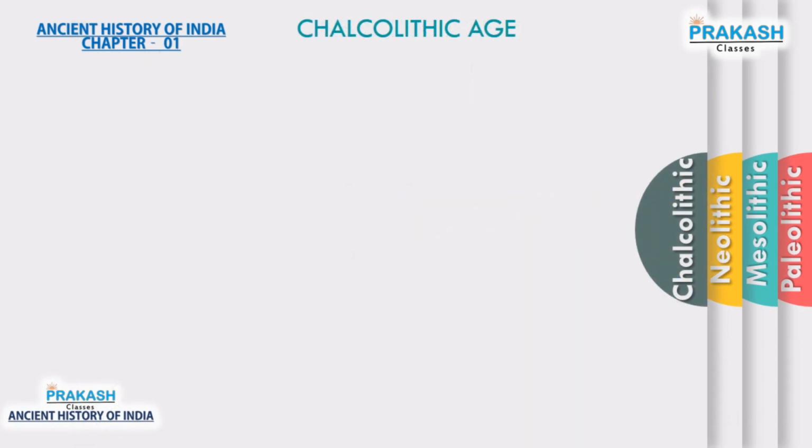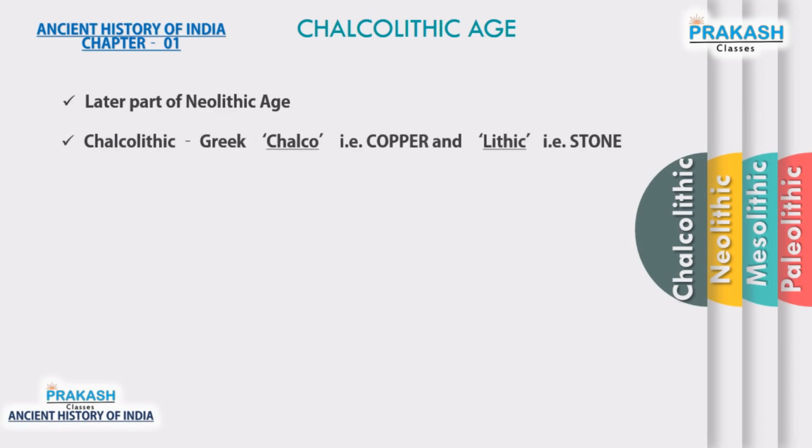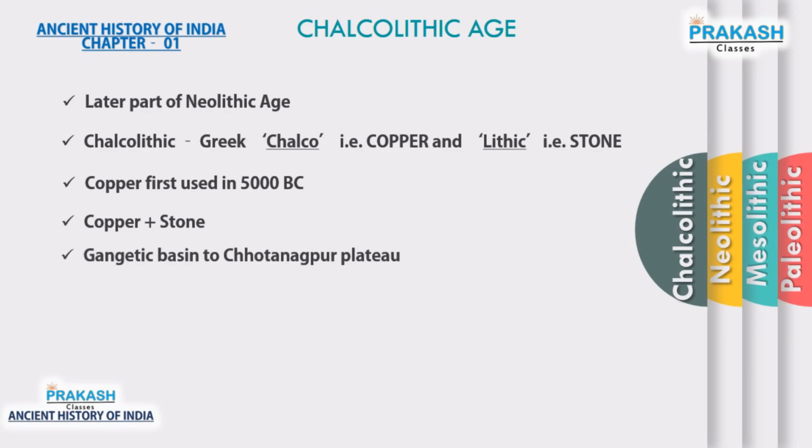Now comes the Chalcolithic period, which is a later part of Neolithic age. Metal has been seen to be used in the Neolithic age in a very limited time frame. Hence, the archaeologists have named this limited time frame as the Chalcolithic age. Chalcolithic is a combination of two Greek words, chalco, that is copper, and lithic, that is stone. Copper was first used in 5000 BC, which means that in this period, use of stone as well as copper was prevalent. The earliest settlements of the Chalcolithic period range from Gangetic Basin to Chota Nagpur Plateau.